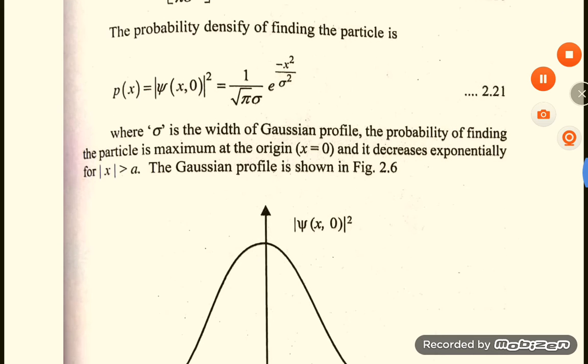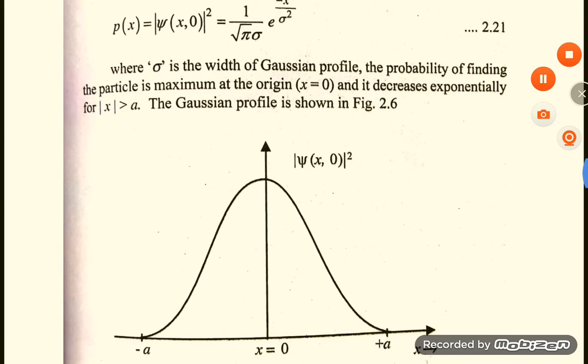According to this, at x is equal to 0 the probability is maximum, and x is equal to 0 means we are localizing the particle. Very simply, when we press the wave packet, when we are pressing both sides of the wave packet, then delta x will get minimum. So within the delta x region, there will be the particle.